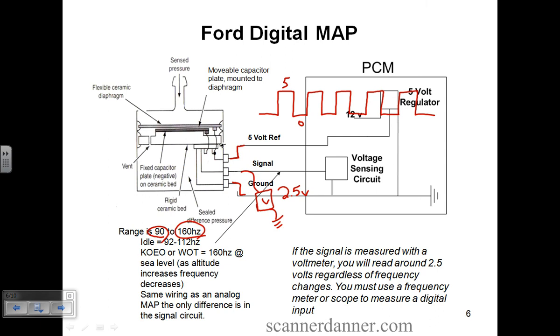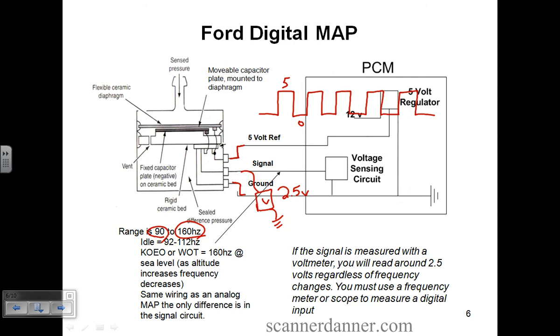My first Ford map sensor that I looked at, I replaced it because I thought it was bad. Key on engine off, 2.5 volts. Start the van, 2.5 volts. Wide open throttle snap, 2.5 volts. I got a bad map sensor. Threw a map sensor in it, didn't fix it. Learned a lesson that day, didn't I? Cannot measure Ford map sensors because they have variable frequencies.